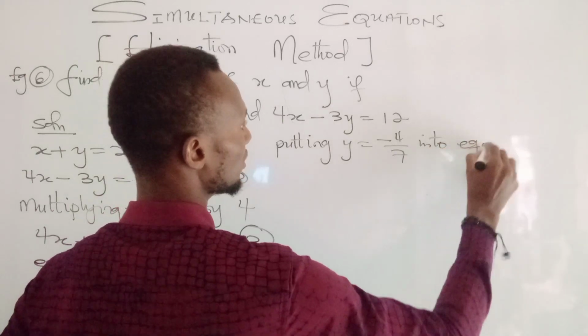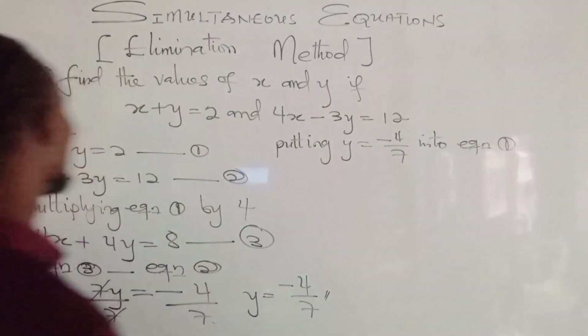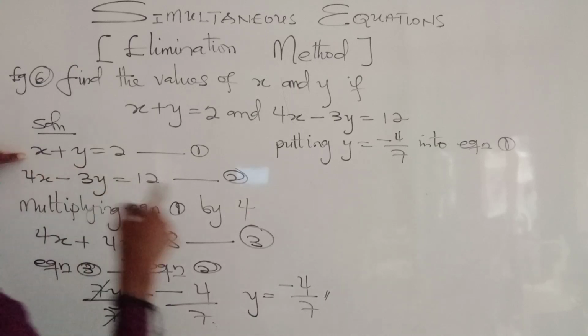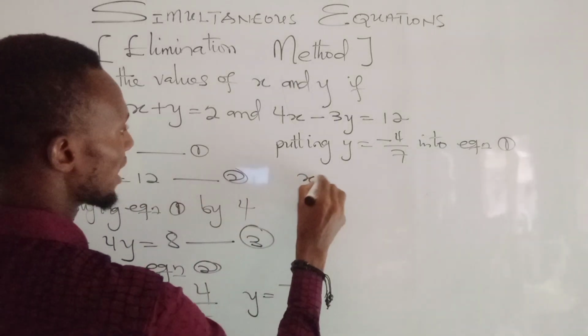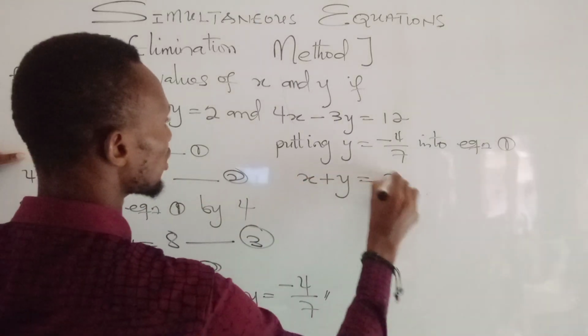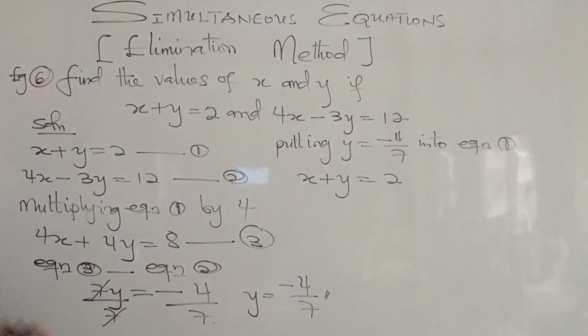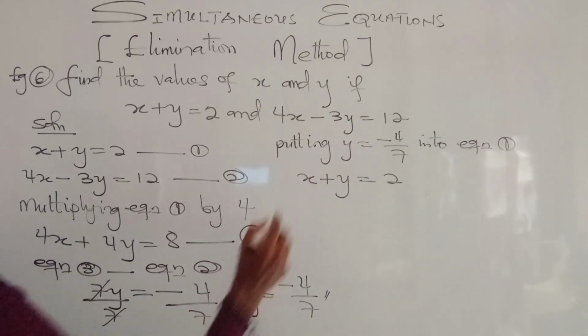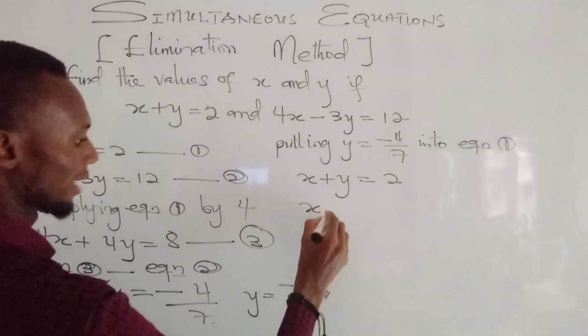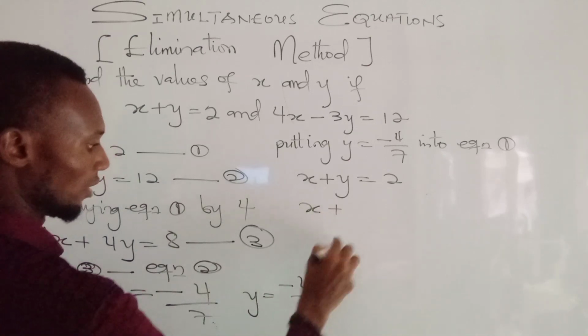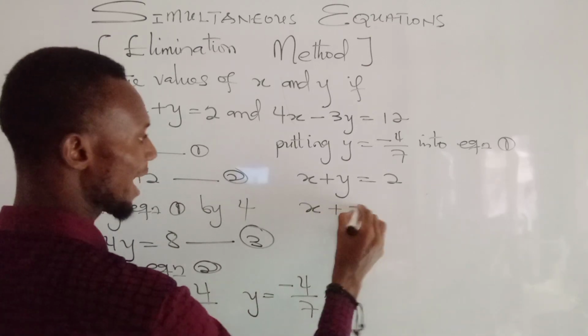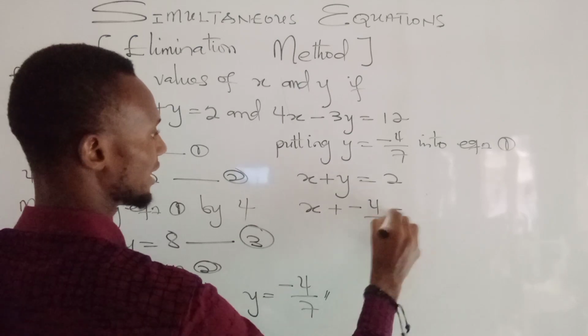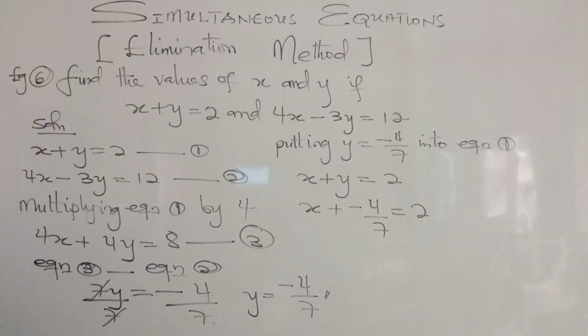So I'm going to write: putting y equals to minus 4 over 7 into equation 1. So now my equation 1 is s plus y equals to 2. Let me write it down. S plus y equals to 2. So it means wherever I see y, I'm going to put the value of y there, which is minus 4 over 7, in this equation. So I have my s, then plus the value of y, minus 4 over 7, equals to 2. So now you just group like terms.